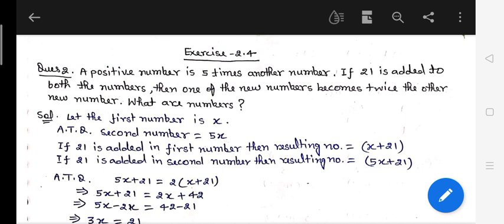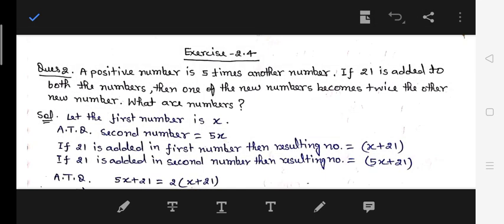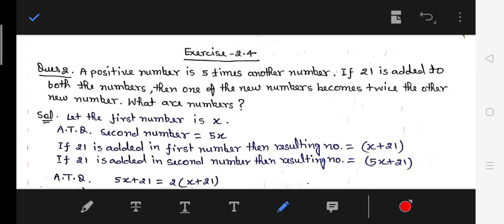What are the numbers? So this question is based on two numbers, and the relation between both numbers is given: one of the numbers is 5 times the other number. So let the first number be x. According to the question, a positive number is 5 times the other number. So if one number is x, then the second number will be 5 times this, so it will be 5x. Here I have taken both the numbers.